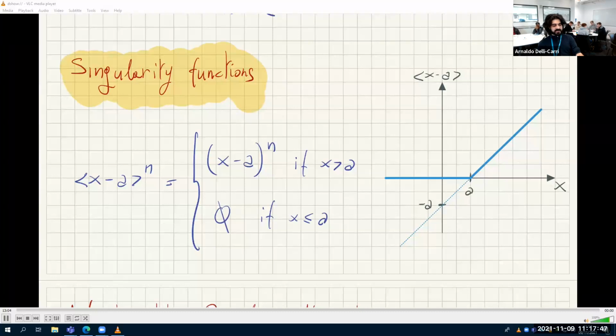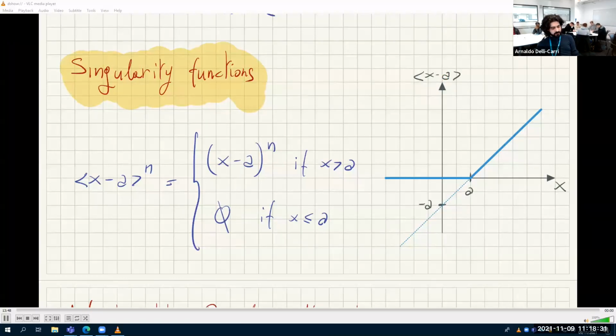See, this is x minus a to the power of 1. This function here is a straight line that intercepts at minus a and has slope 1. So it's a 45 degrees line that intercepts at minus a. So ideally, this should be the function. But since it's enclosed in these brackets, we turned it into a singularity function. That means this thing is treated as normal if x is greater than a, so if the bracket is positive, basically. If the bracket is 0 or negative, you treat it as 0.